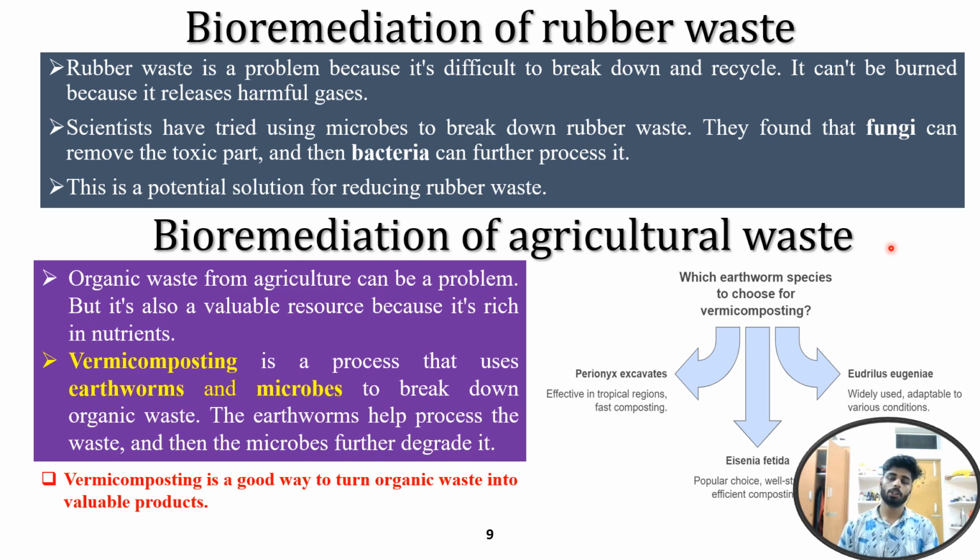In the case of agriculture waste, agriculture can produce organic waste, which can be a problem, but at the same time it can be a source of rich nutrients, so it can be used as manure for agriculture itself, or otherwise it can be converted into other valuable products such as methane gas, which is a rich source of energy. You all must have heard about vermicomposting. Vermicomposting is an effective method where we can process this agriculture waste into valuable products.